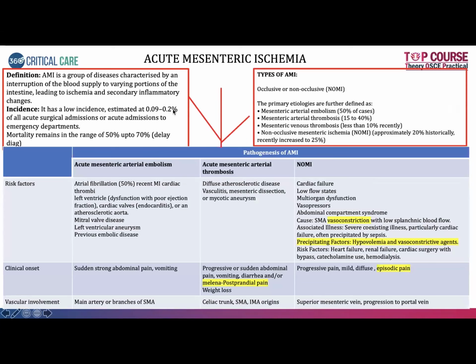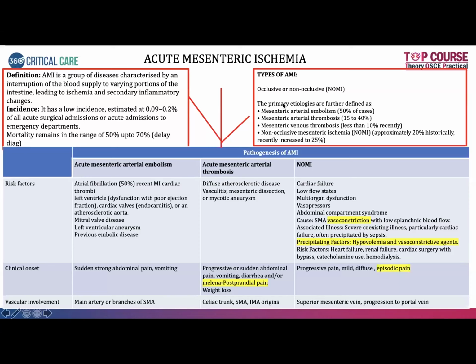Incidence is 0.09 to 0.2% of all surgical admissions, acute admissions to the emergency department. The mortality is very, very high, 50 to 70% if you delay the diagnosis. The types of acute mesenteric ischemia are broadly classified into occlusive and non-occlusive. Non-occlusive is nothing but spasm or vasoconstriction. Occlusive is divided into arterial and venous. Arterial can be either a thrombosis or an embolism, and venous can be a thrombosis.